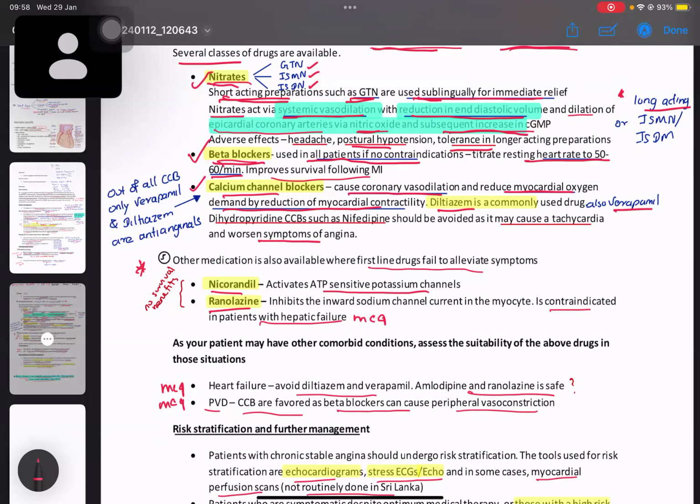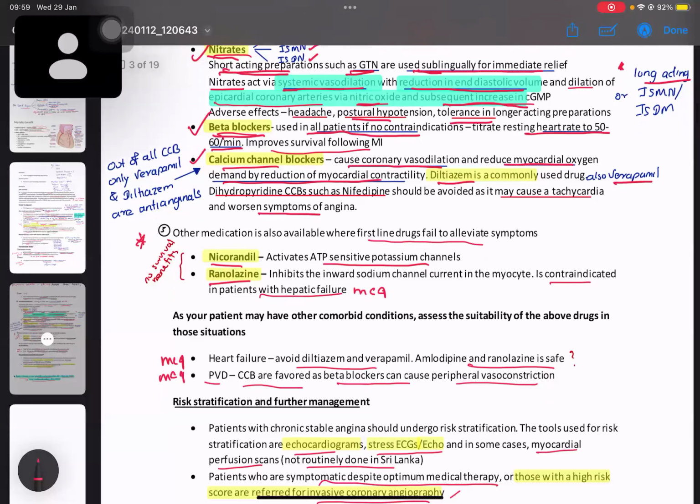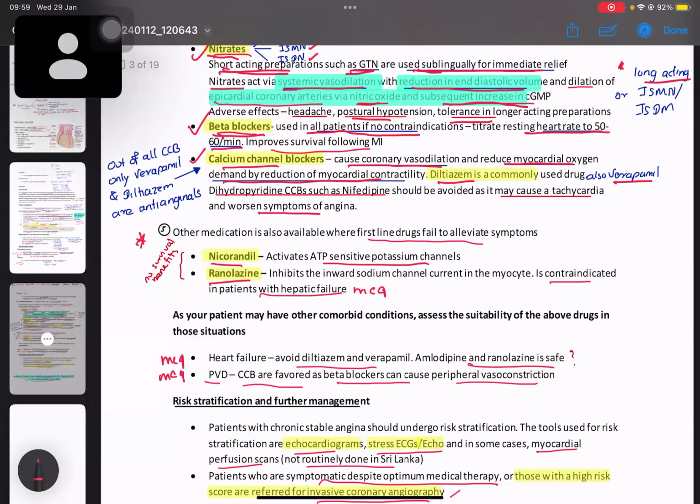This is a difference, because some drugs will have survival benefit only in a certain disease, but not in all the diseases. One such example is beta blockers: they have survival benefit in acute coronary syndrome, but they don't have survival benefit in chronic stable angina. These are the important salient points tested in MCQs, and these are things you should remember. So when studying, mark those important things.